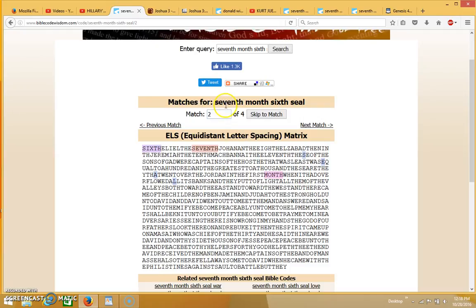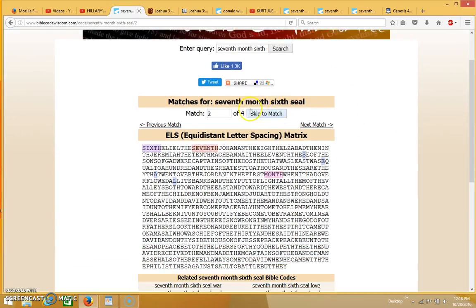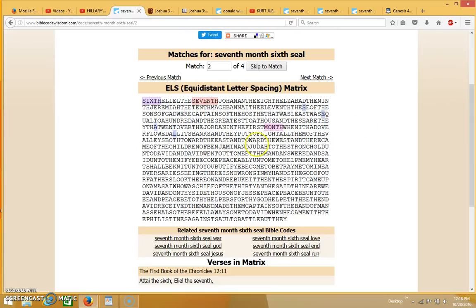Okay, and there's a few more terms to go over in this table, but I just want to show you when you put in just 7th month, 6th seal, you see that you come up with 4 different matrices, and all of these matrices are really interesting.